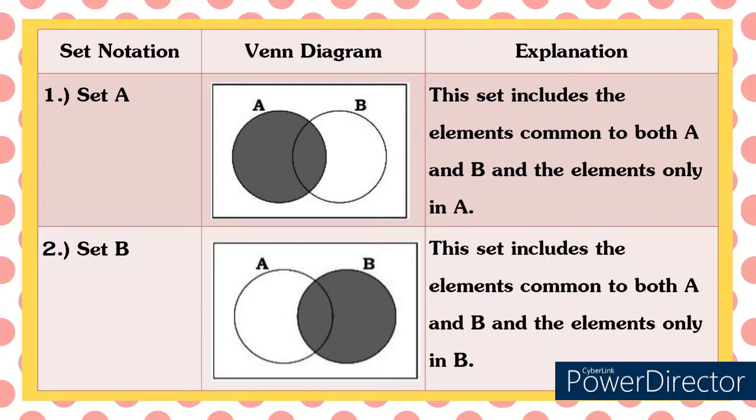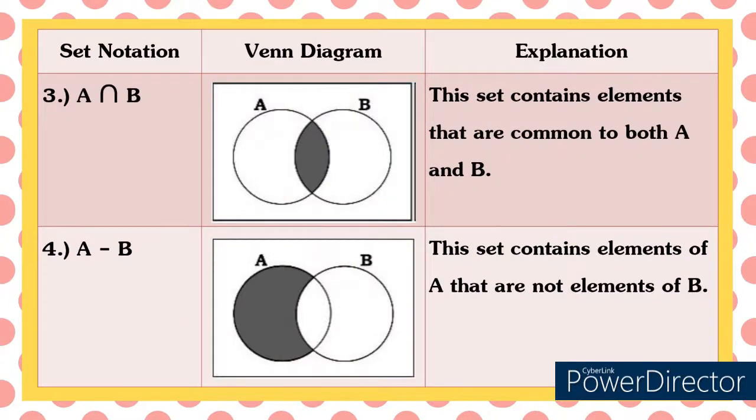Okay? So, nakita niyo po, shade ang A. So this set includes the elements common to both A and B and the elements only in A. And it is called set A. Number 2. Kung ang B naman ang naka-shade, meaning this is set B.